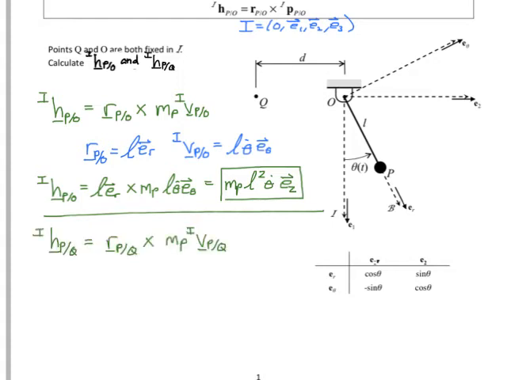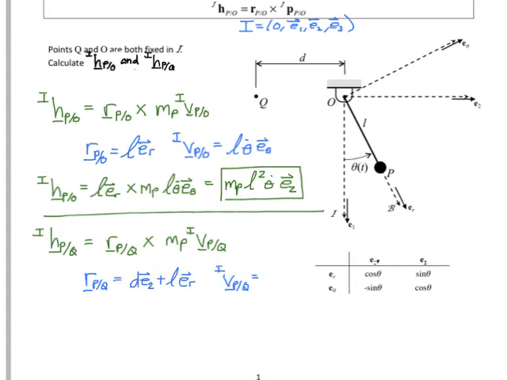And you can see that all we've done here is that instead of referencing point O, like we did in this expression, we're referencing point Q. And so write out the position vector and the velocity vector, where the position vector r of P with respect to Q is going to be the distance d in the E2 direction, and then we're going to add to that plus L in the ER direction.